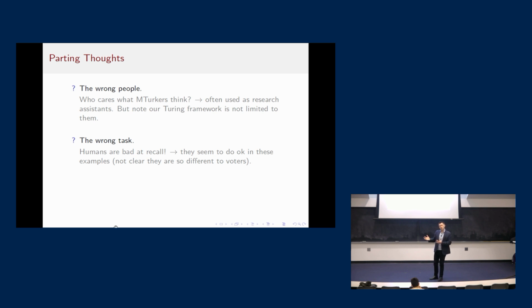What would be the nearest neighbors that you would list? There's an argument that humans are bad at recalling this. They're just not very good. So firstly, we think they did okay in these examples. None of the crowd workers suggest crazy stuff. They suggest things that kind of make sense. So we're skeptical about this generic idea that they're bad at recall. But frankly, we're not clear that that's different to voters.